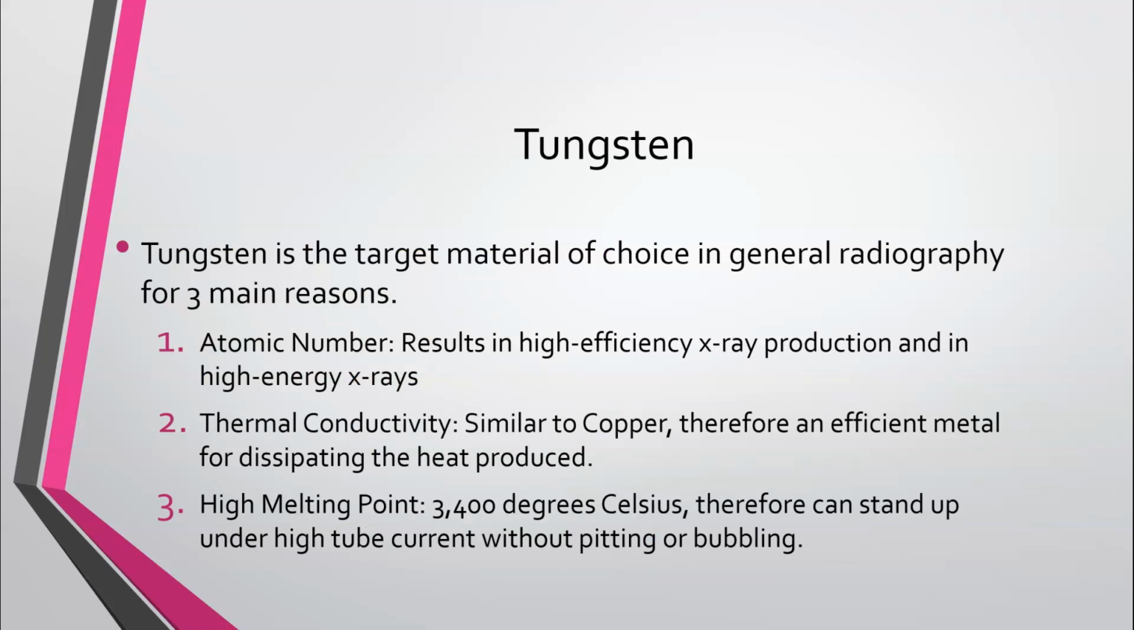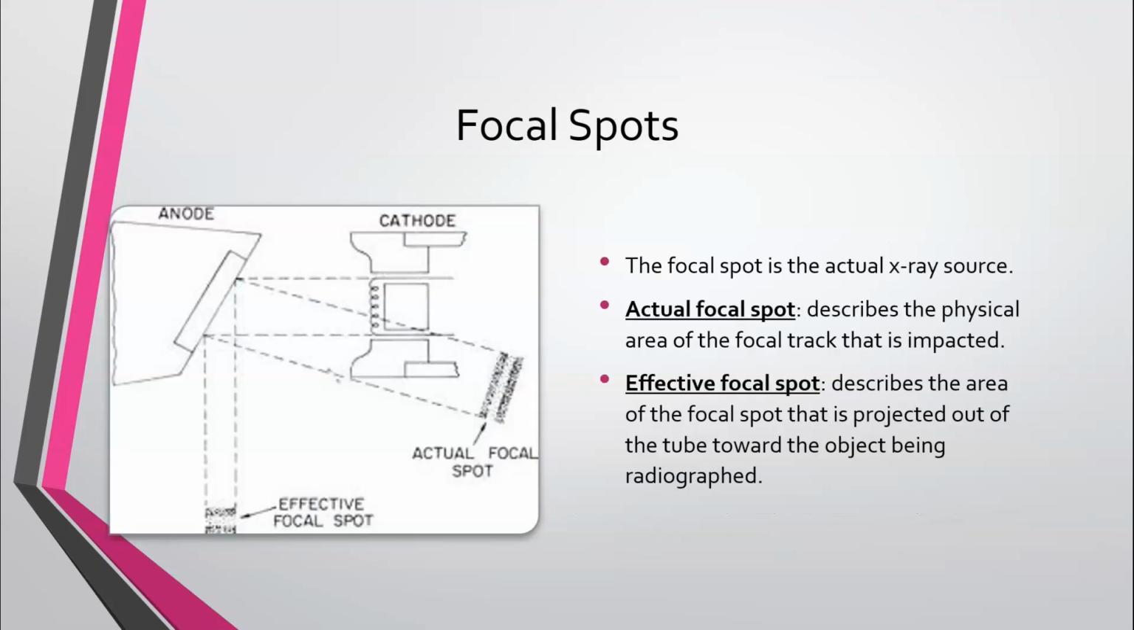So tungsten is the target material choice for 3 reasons. Remember, high atomic number, so it's great for high efficiency X-ray production, okay? Thermal conductivity, it's similar to copper, therefore efficient metal for dissipating heat. And high melting point, 3,400 degrees Celsius, therefore can stand up to high tube current without pitting or bubbling or causing tube failure, is what we say.